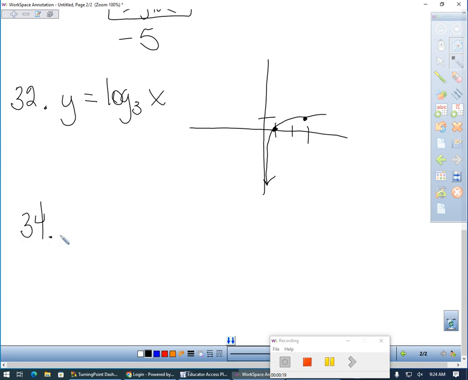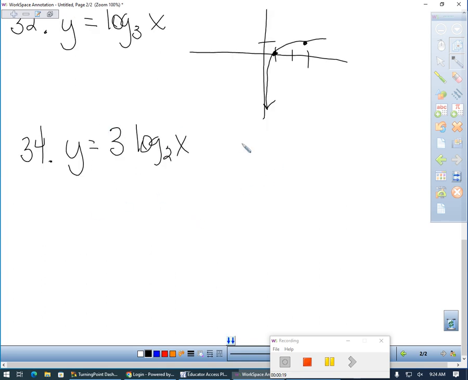Number 34, we have y equals 3 log base 2 of x. Now 3 is a stretch, right? And we've talked about this. Again, it should go through the point 1, 0. And then, of course, the base point is a 2, so that's 2, 1. And this actually stretches up this direction, but again, approaches the asymptote at y equals 0.